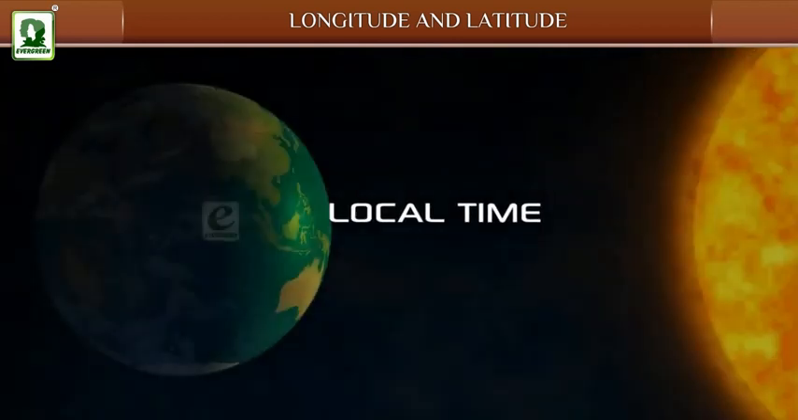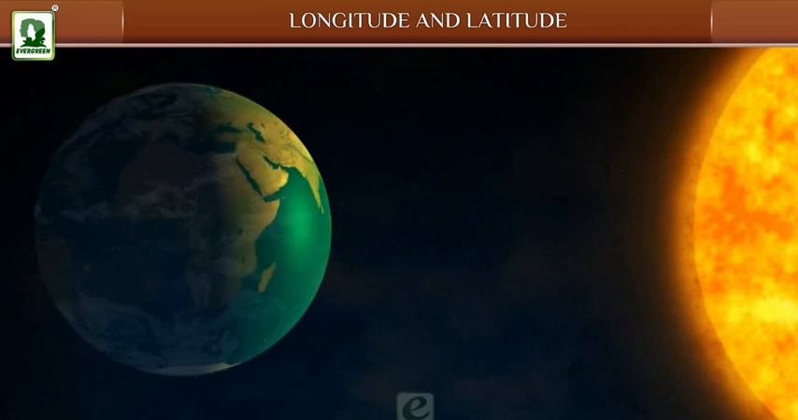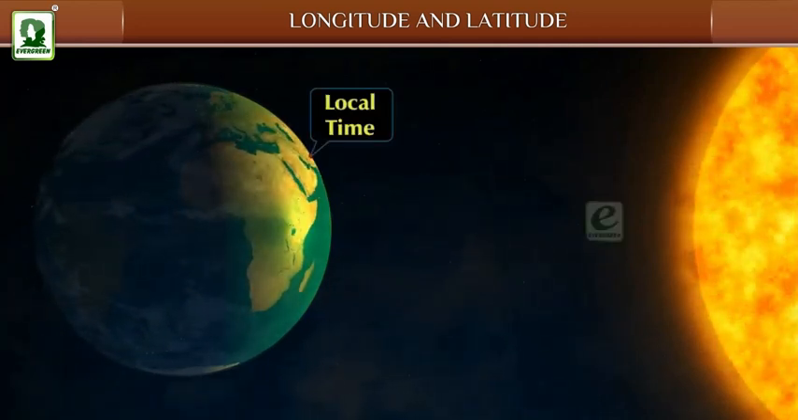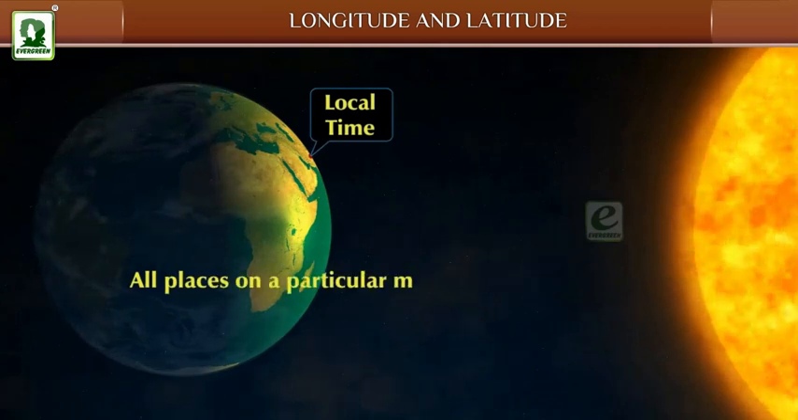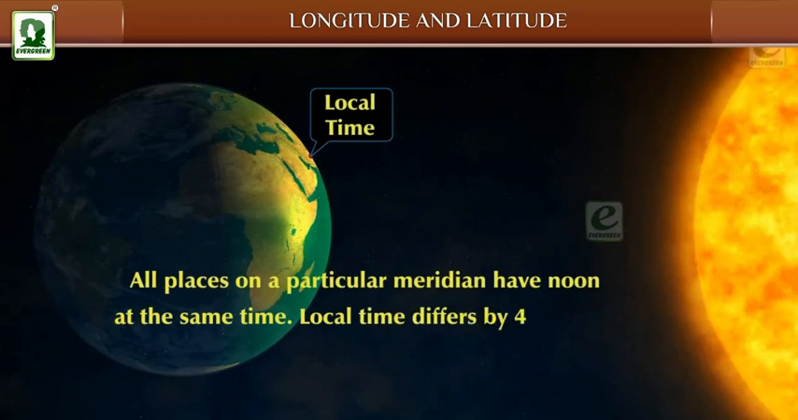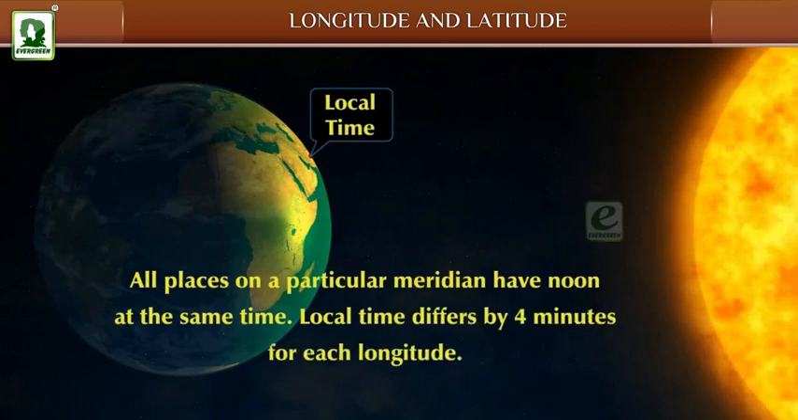Local time. When the sun is at the highest point in the sky at a particular meridian, that is the local time of that place. All places on a particular meridian have noon at the same time. Local time differs by 4 minutes for each longitude.